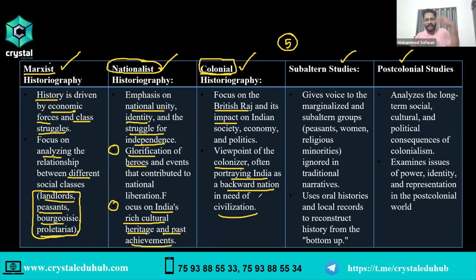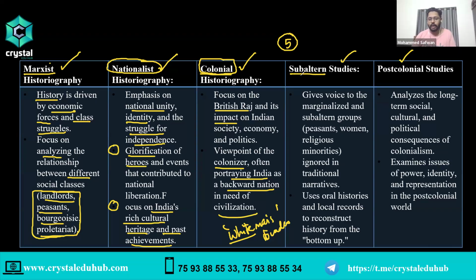You might have heard about something called the white man's burden. Not man's burden, it's the white man's burden. They're saying that they are white, we are black. That's why they say the white man. So they have this idea called the white man's burden, and it's their duty to civilize us. Such colonial historiography can also be found. Fine. So try to understand Marxist historiography, nationalist, and colonial.